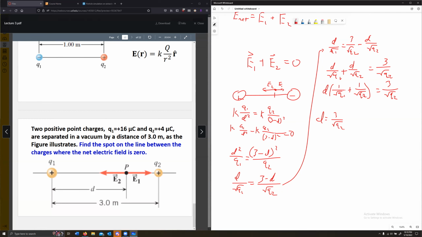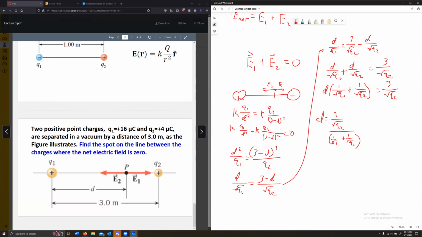Oh wait, nope, I'm wrong. 3 over Q2. Never mind. I did it my way, and the algebra looks different from what he has, but it must be equivalent because I got the same answer. Unless I just got lucky.